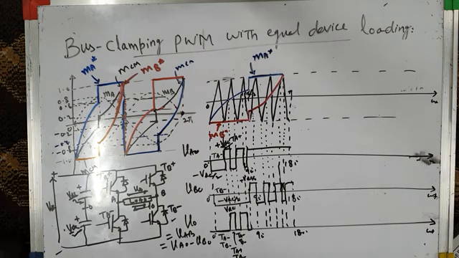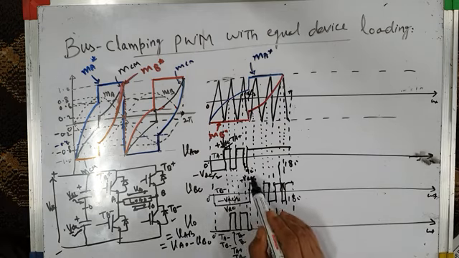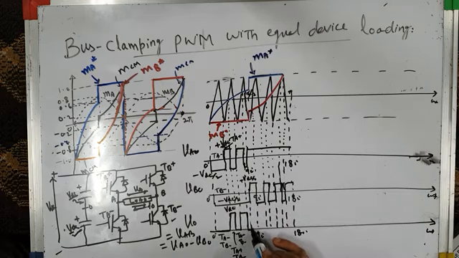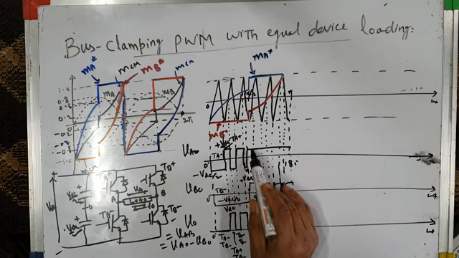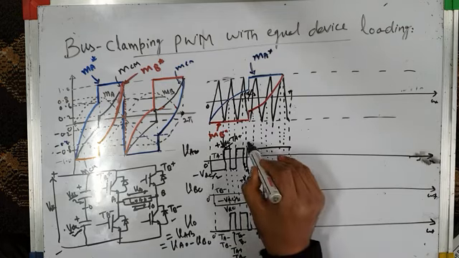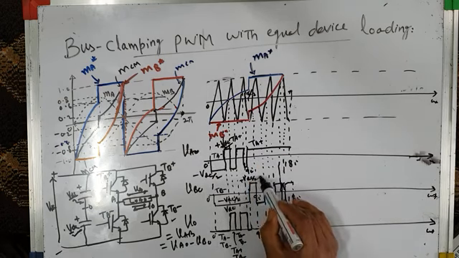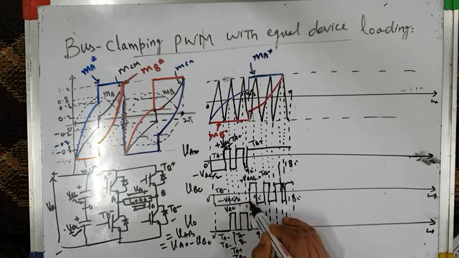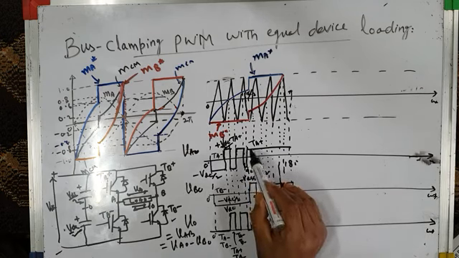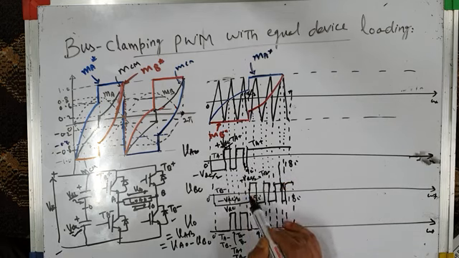Now from 0 to 90 degrees, from 90 to 180 degrees, now here you can see from here to here it is 0, this is VAO is plus VDC by 2, that means upper switch TA plus is on, and here it is plus VDC by 2, that means TB plus is on. During this period, pole voltage VAO is plus VDC by 2, VBO is also plus VDC by 2. So load voltage is plus VDC by 2 minus VDC by 2, it is 0.